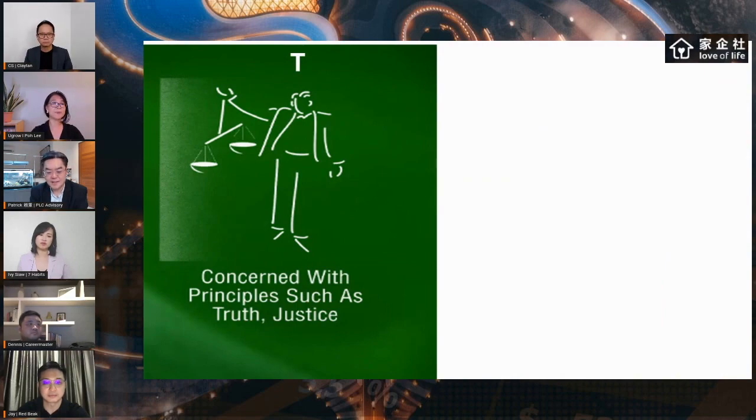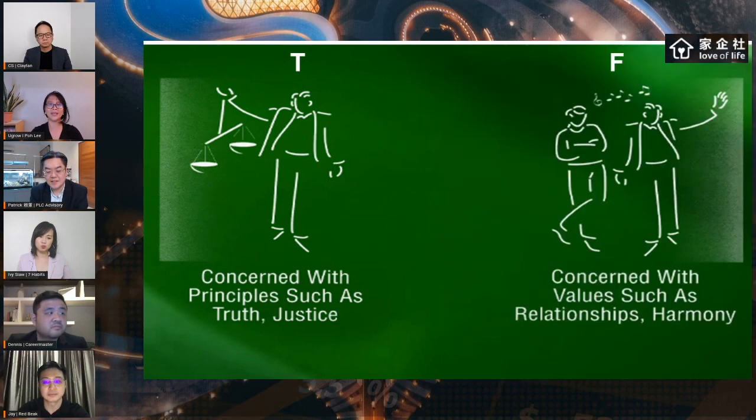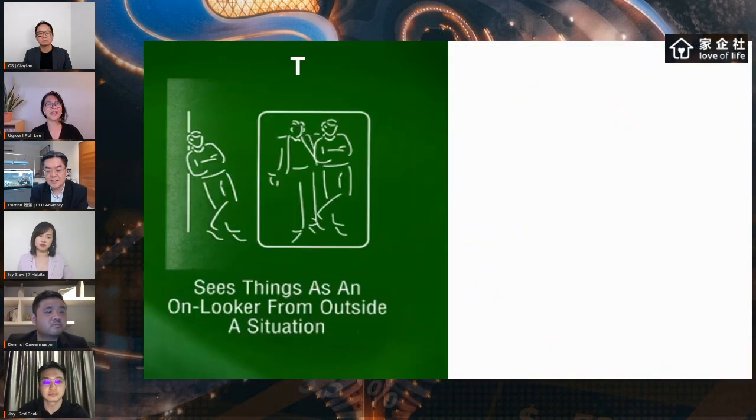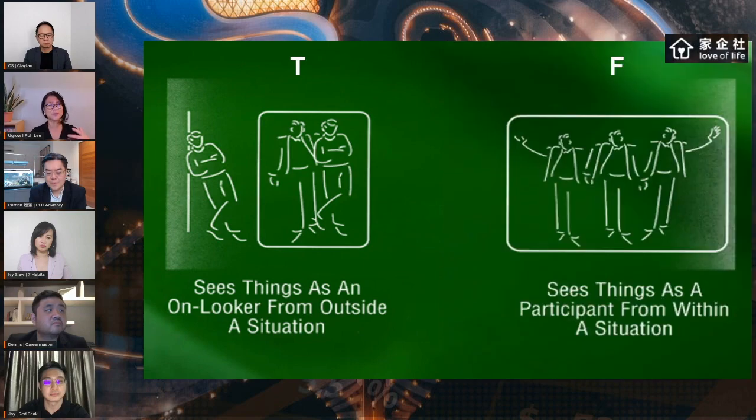And T people, they are only concerned with principle. What is the principle behind it? What is the standard? What is the justice, the truth? Like the judge, huh? But F people are concerned with values, with relationship, with harmony when they make decisions. So T, they see things as an onlooker from outside a situation. But F will see from within a situation.